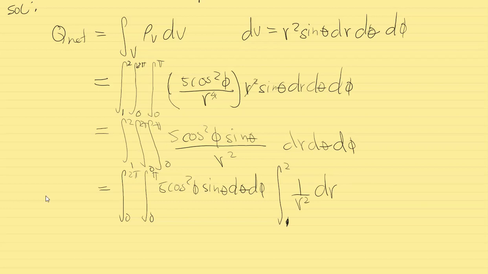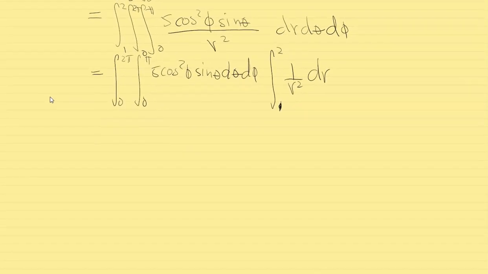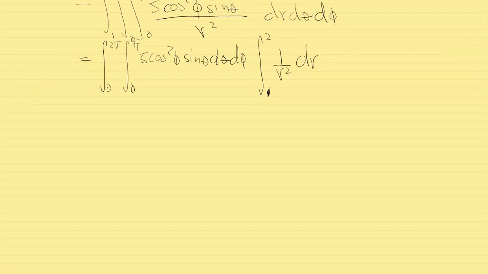So what's the integral of 1 over r squared? This is the same as r raised to negative 2 dr. Using the general power rule, the integral adds n plus 1: r raised to negative 2 plus 1 divided by negative 2 plus 1. So this is r raised to negative 1 all over negative 1, or negative 1 over r.